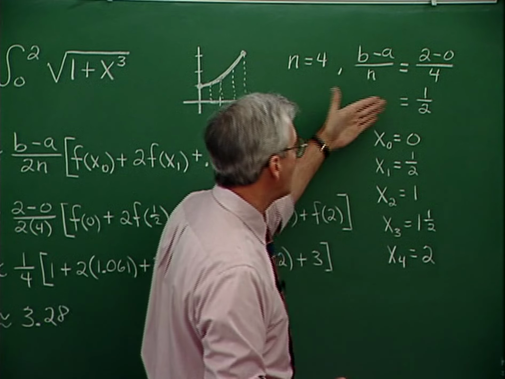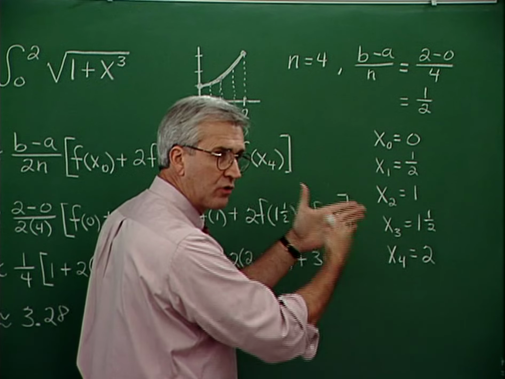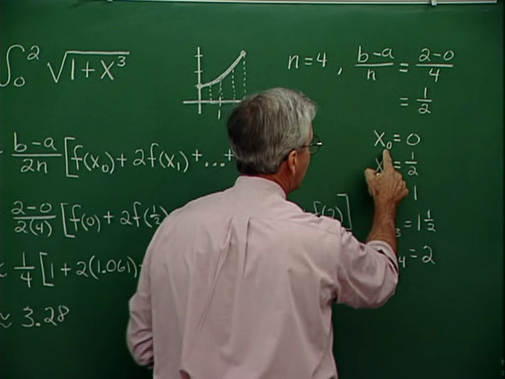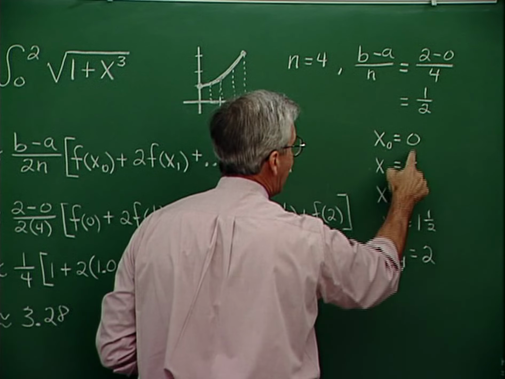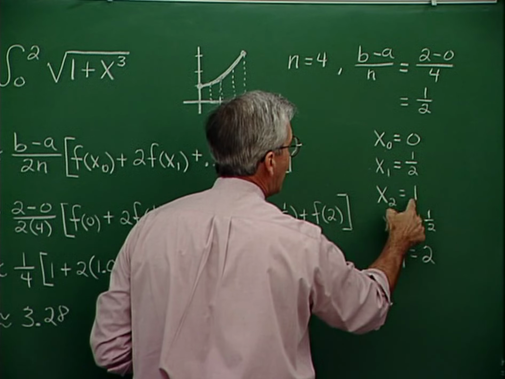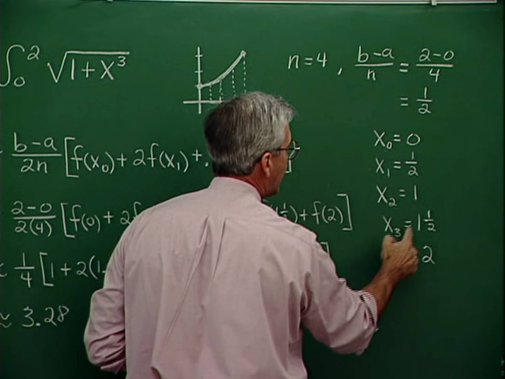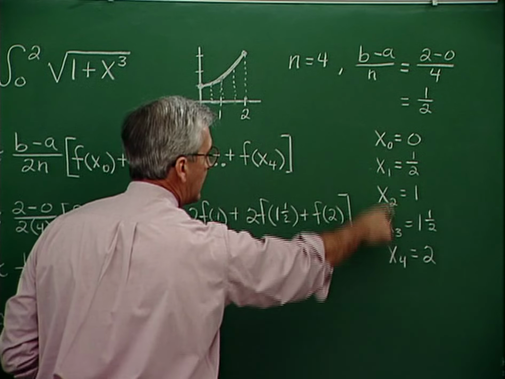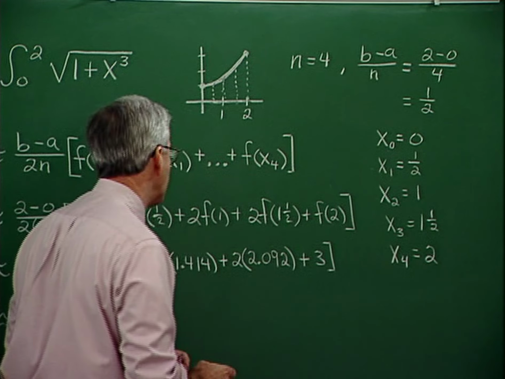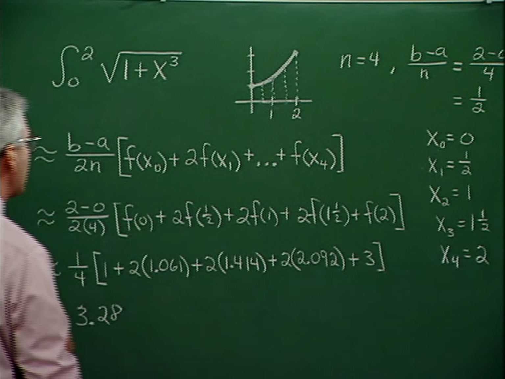So we can calculate the x subscript numbers like this. x naught is the beginning of the interval, 0, and then for x sub 1, just add a half, and then for x sub 2, add another half, and then for x sub 3, add another half, and now we're at x sub 4, and that's 2. So that gives us our values that we're going to plug into the relationship.